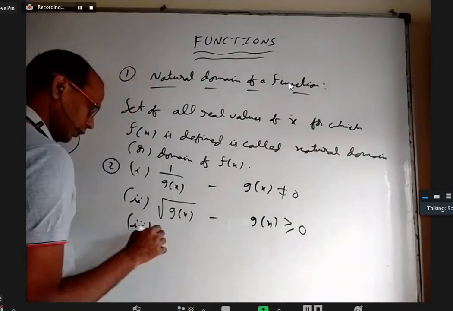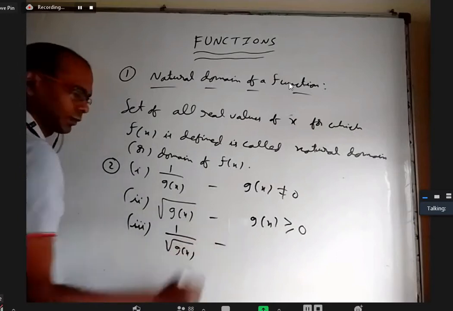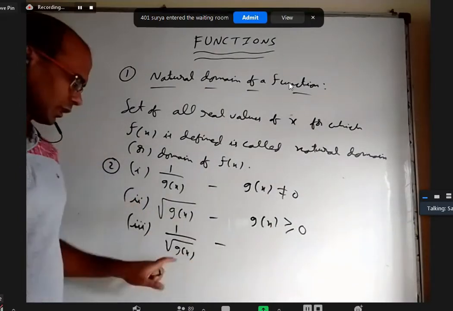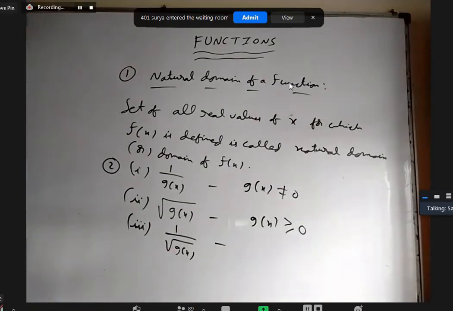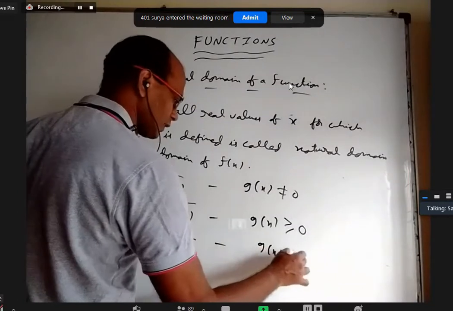If I have 1 by root g of x, normally inside the root it should be positive or even 0, but here it is in the denominator, so 0 is not okay. So it should be only positive. g of x should be only greater than 0.